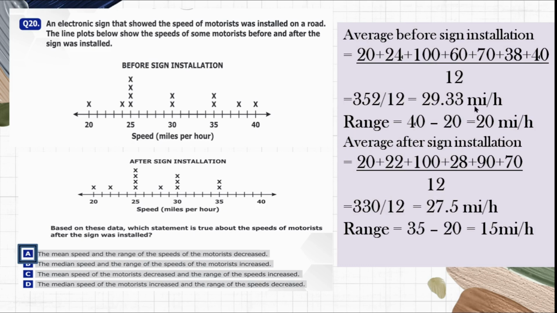We can see the average or the mean speed was 29.33 miles per hour before the sign installation, and after the sign installation, the mean speed is 27.5 miles per hour, which is decreased than before. And if we talk about the range, it was 20 miles per hour before the sign installation, and after the sign installation it is 15 miles per hour. So obviously it has also decreased. So option A is the correct one. We can read the other options as well, but this one is the correct answer.